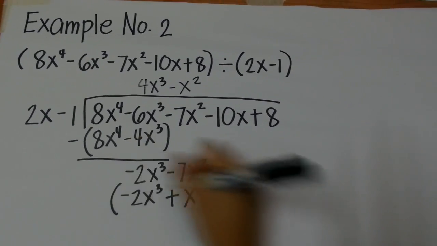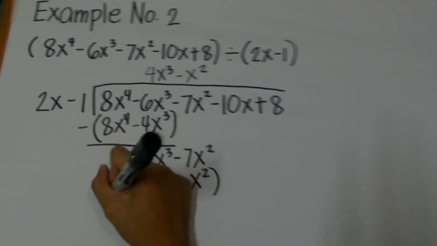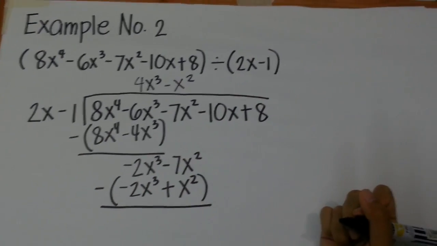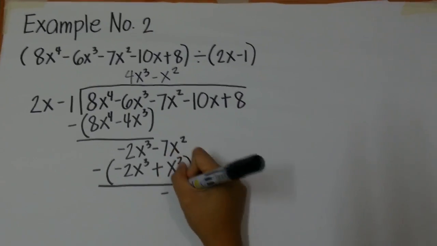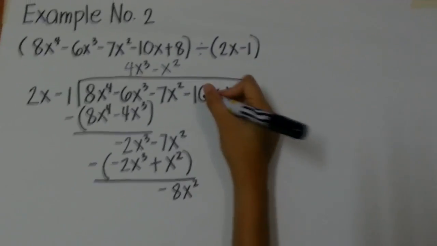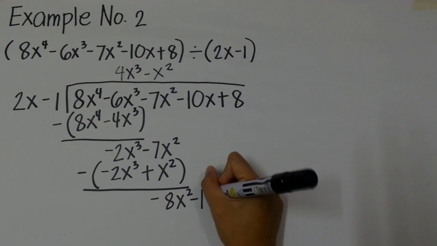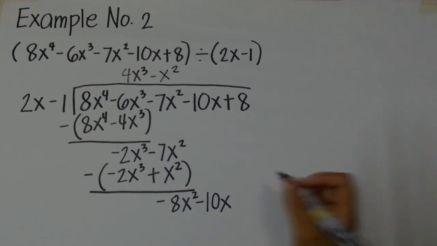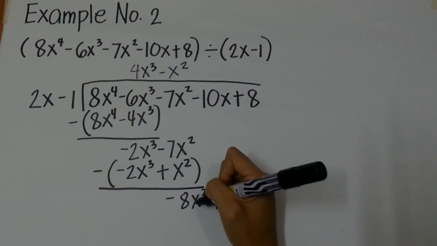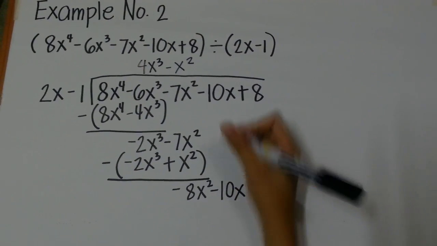Now we subtract. Negative 2x cubed minus negative 2x cubed is equivalent to 0. Negative 7x squared minus x squared is equivalent to negative 8x squared. Bring down negative 10x and we have a new polynomial. Repeat the first step. What would you multiply with 2x in order to get negative 8x squared?